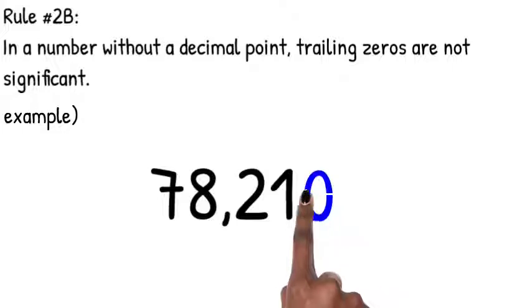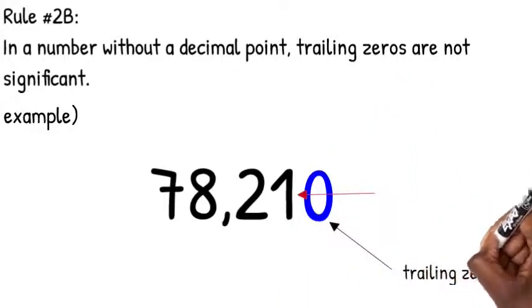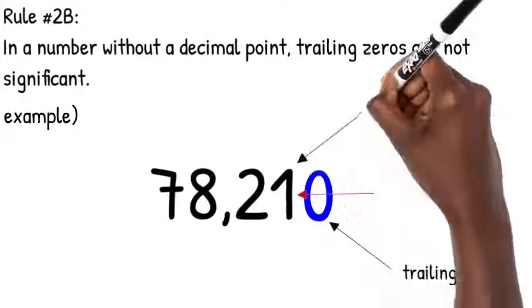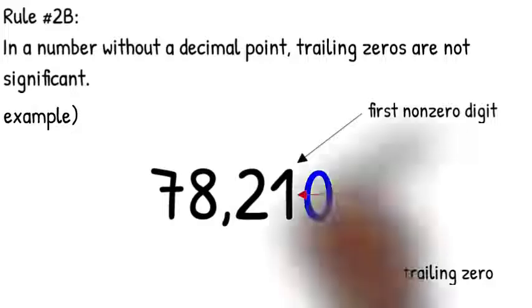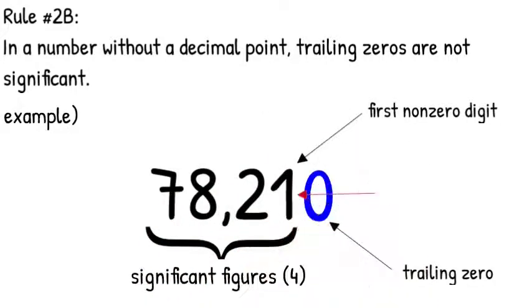78,210. Starting at the right and moving left, the ones place digit is a trailing zero, making it insignificant. The tens place digit is a non-zero number, which means every digit to the left of it is significant. In this case, there are 3 digits to the left of the first non-zero digit, meaning this number has 4 significant figures. Now let's check our understanding with a few examples.